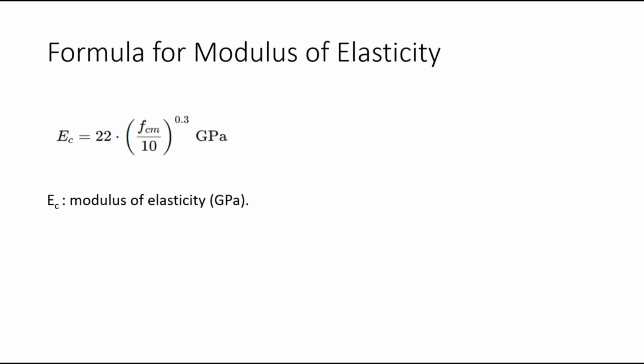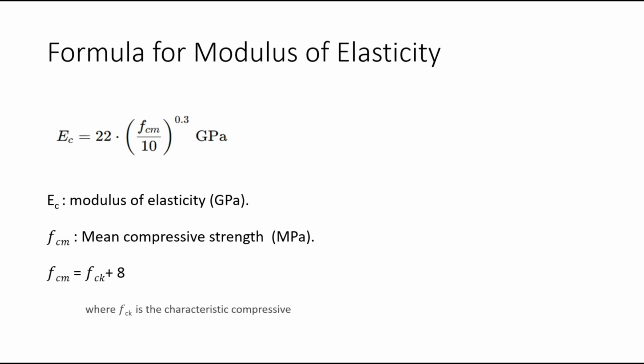Let's look at how we would find the modulus of elasticity given a concrete grade. We see that Ec is the notation for the modulus of elasticity. fcm is the mean compressive strength of concrete. For us to find fcm, we have to add 8 megapascals to the characteristic compressive strength, and that is what is going to give us the mean compressive strength.